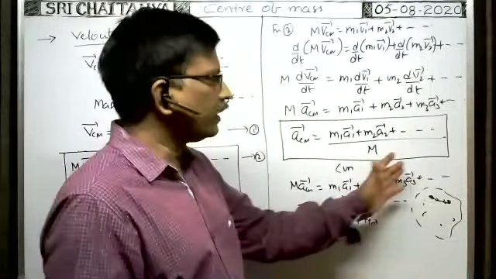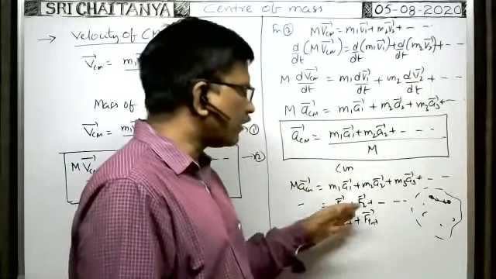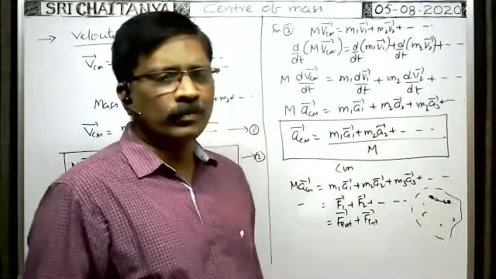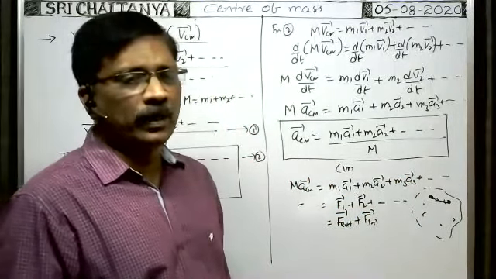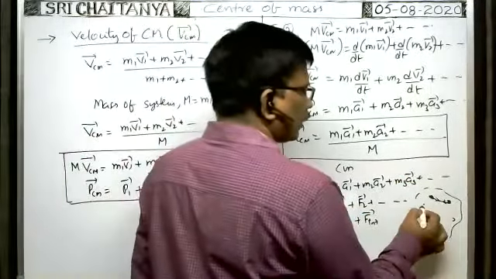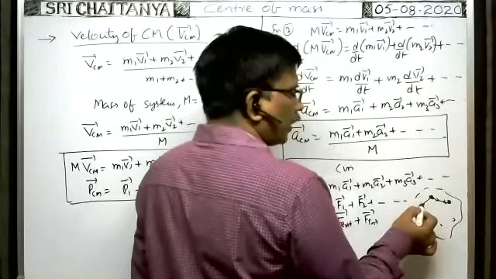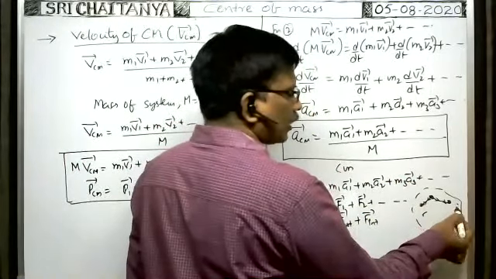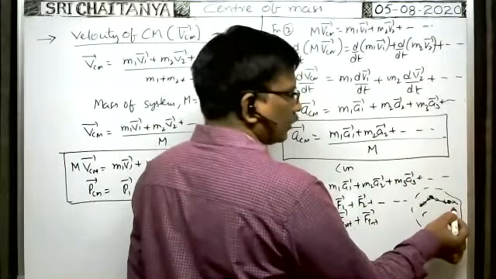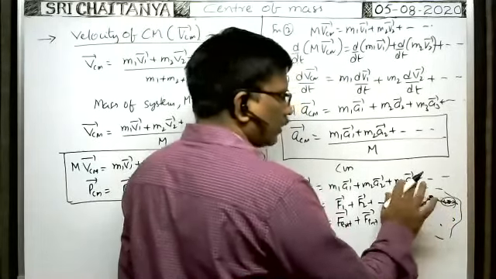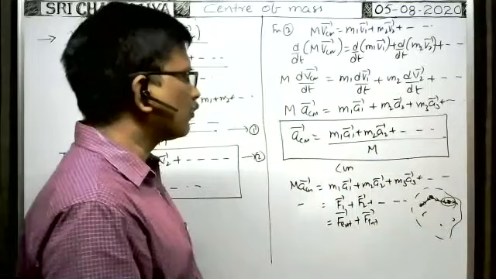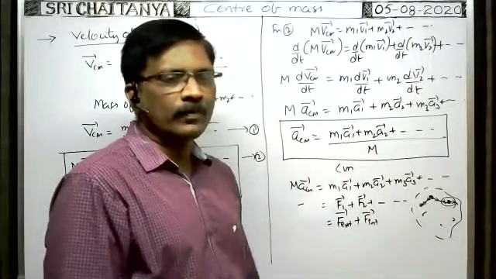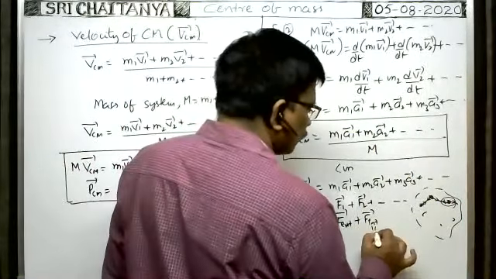This total force acts on the entire system is equal to F external plus F internal, but the net F internal acting on each and every particle becomes 0, because suppose here there is another particle. This particle attracts this particle in this direction, this particle attracts in this direction. Here also suppose another particle is there. This particle attracts in this direction. These two forces cancel each other. So internal force on each and every particle becomes 0. That's why there is no contribution of internal force on each and every particle. Here net internal force is 0.